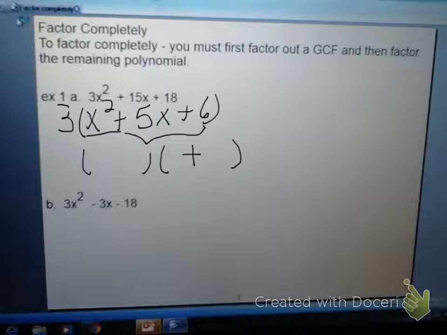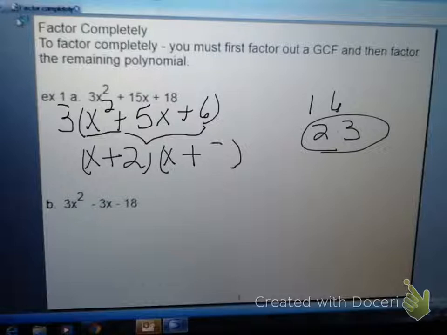So the signs are going to be the same. Bring down the x. Factors of 6: 1 and 6, 2 and 3. Which factors add up to get 5? 2 and 3. And don't forget to bring down the 3. That is your final answer.